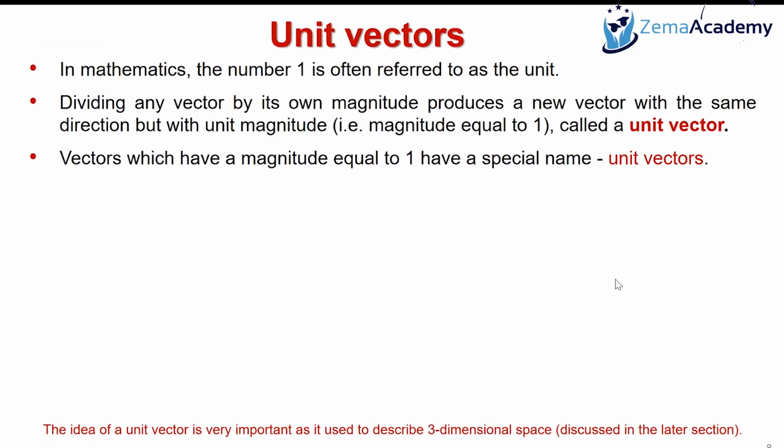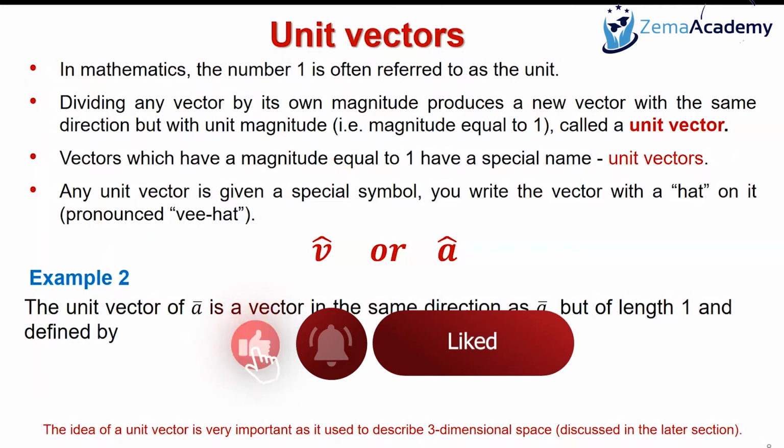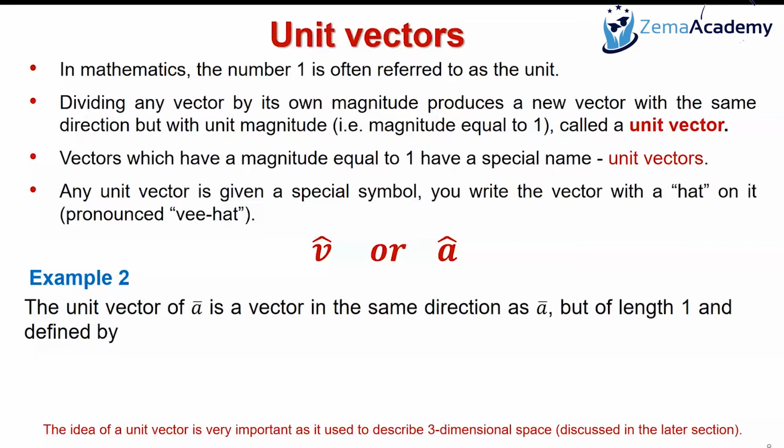A little bit about unit vectors. In mathematics, usually the number 1 is referred to as unit. So when you are dealing with vectors, if you divide any vector by its own magnitude, it will produce a vector which is the same as the original vector but with a unit magnitude. That's because the magnitude of the resulting vector is 1. It is called a unit vector, also given a special name, with magnitude equal to 1.